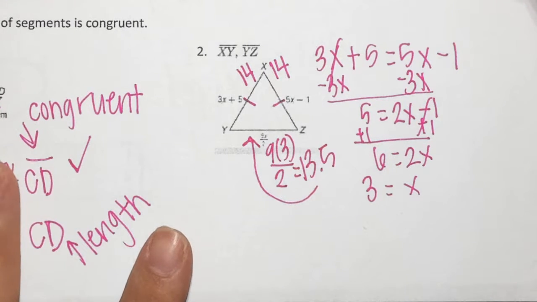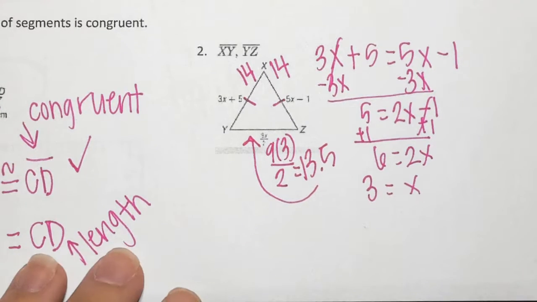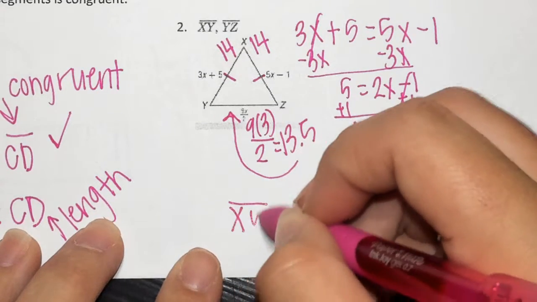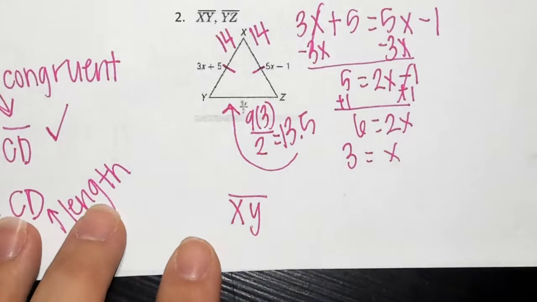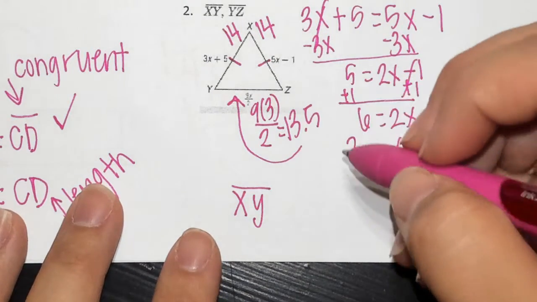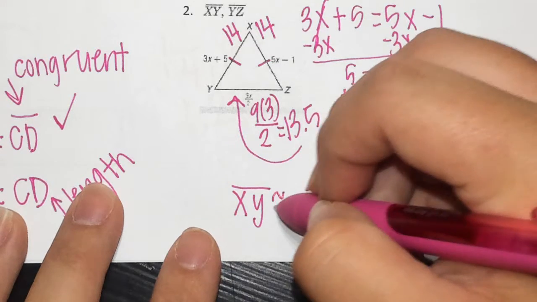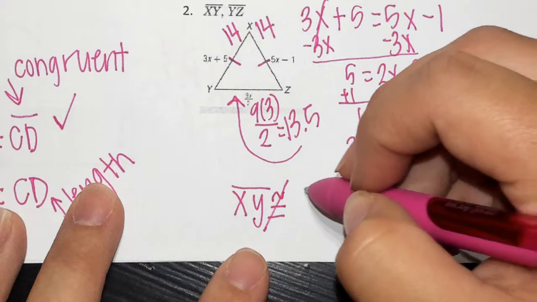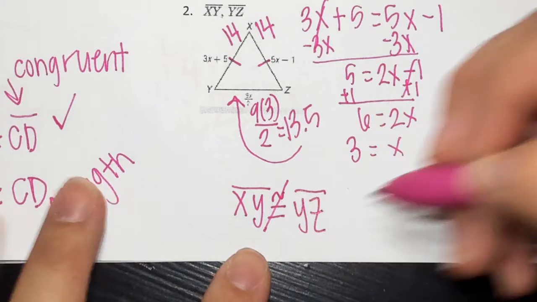Not congruent. It's not the same. So here's how you write that. Segment XY, remember how you write not equal? Kind of the same thing. Not congruent to YZ.